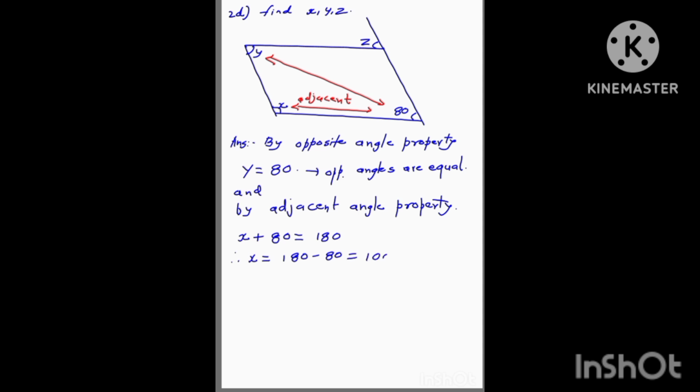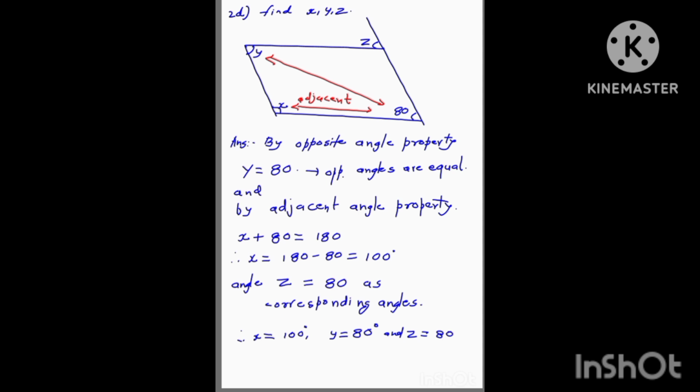Try to understand these properties and learn them by heart, or solve as many problems as you can, so that you automatically learn all these properties by heart. So z equals 80, as this is a corresponding angle in this figure. The 80 and z are corresponding angles of the parallel lines, so these are congruent. So x equals 100, y equals 80, z equals 80.